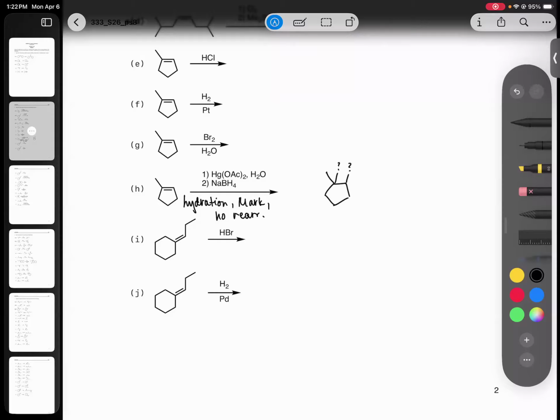So this does a hydration, specifically a Markovnikov hydration, and it does not allow for a carbocation rearrangement. So the Markovnikov product is going to have the OH of the new alcohol on the more substituted carbon. So right there. Okay, and the hydrogen goes on the less substituted carbon. So that's our product for this one.